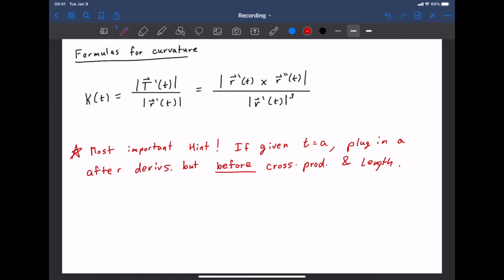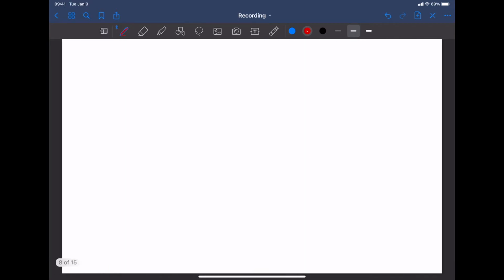So we're going to start off with something simple. Find the curvature of a circle with radius 4. Okay? So they ask you that.